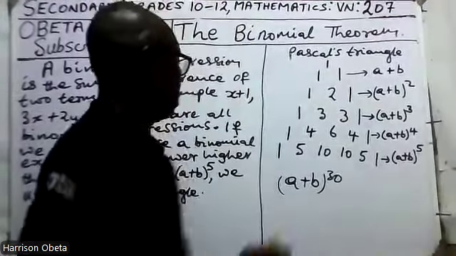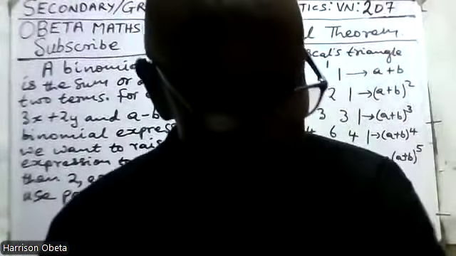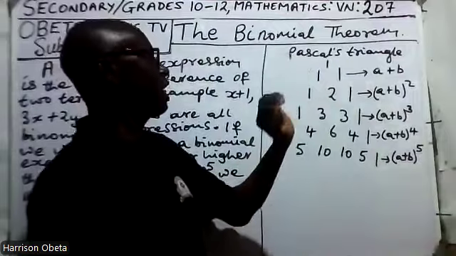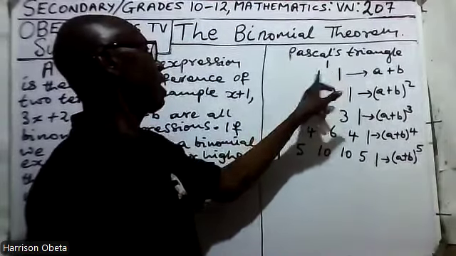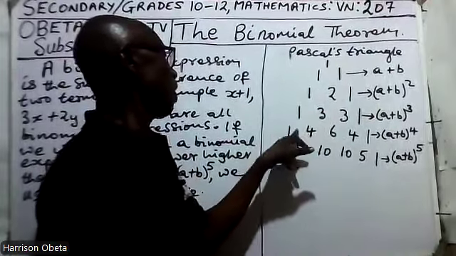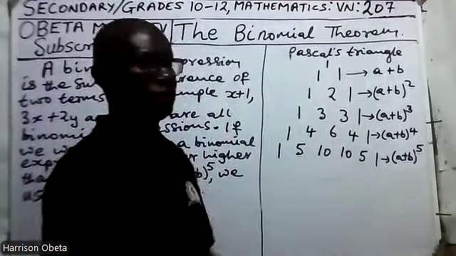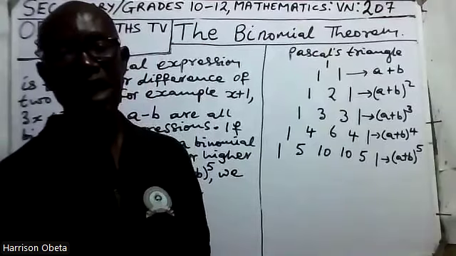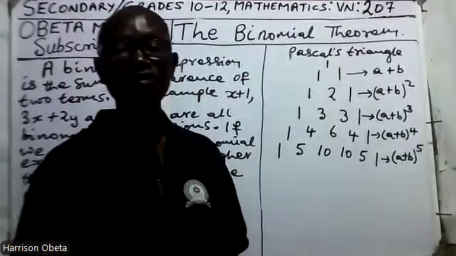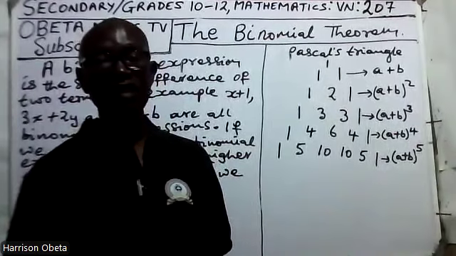Now, as you can see on the board, Pascal's triangle goes like this. 1, then you have 1, 1, 1, 2, 1, 1, 3, 3, 1, 1, 4, 6, 4, 1, 1, 5, 10, 10, 5, 1. The question now is how did we come about these numbers? These numbers are the coefficients of the values that you get after expansion.